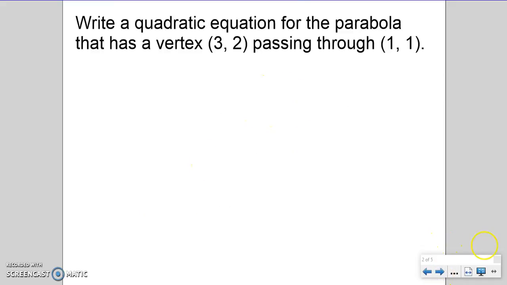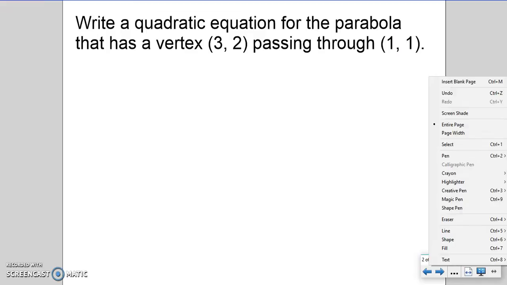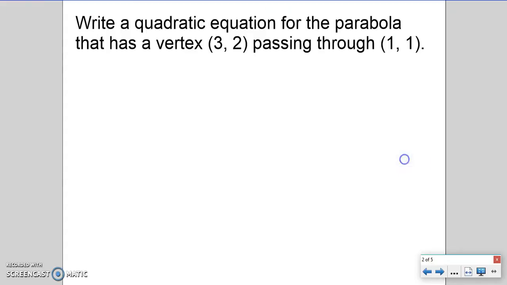So the first one we're going to look at is writing the quadratic equation for a parabola that has a vertex of positive 3, positive 2 that passes through the point 1, 1. So what I need to use is the vertex form of a quadratic function, and I'm going to figure out what 3, 2 represent and what 1, 1 is going to represent.